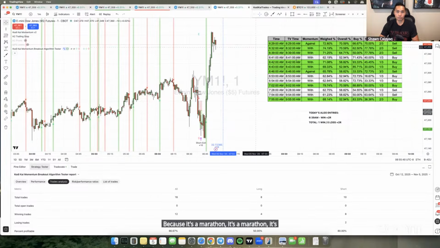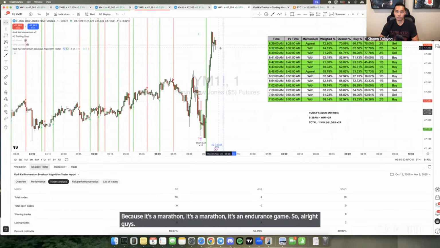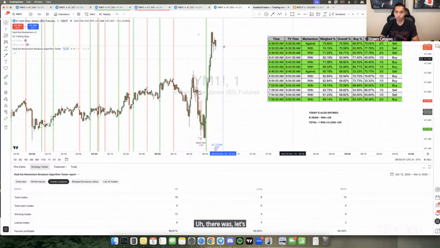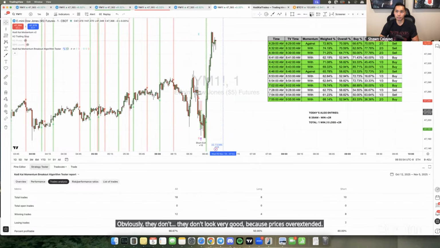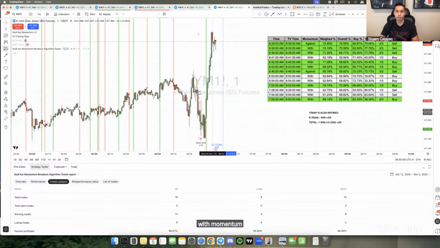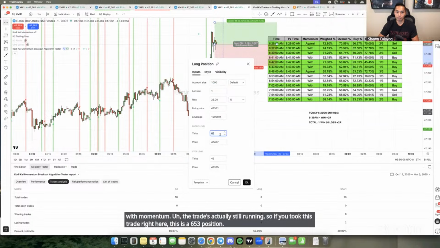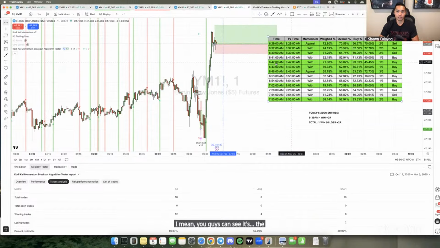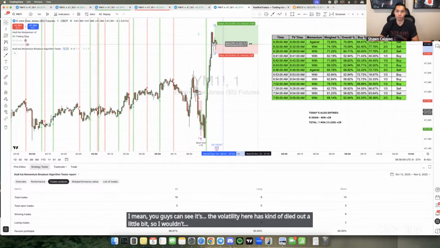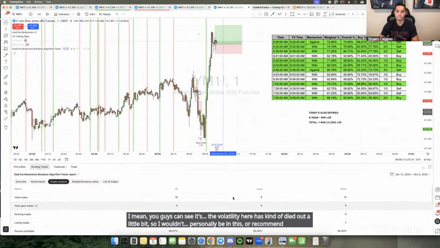It's an endurance game. So, all right, guys, right here at 6:53, I didn't take any of these entries right here. They were both buy entries. Obviously, they don't look very good because price is overextended. But 6:53 was right here with momentum. The trade's actually still running. If you took this trade right here, this is a 6:53 position. You guys can see the volatility here has kind of died out a little bit, so I wouldn't personally be in this or recommend taking it.